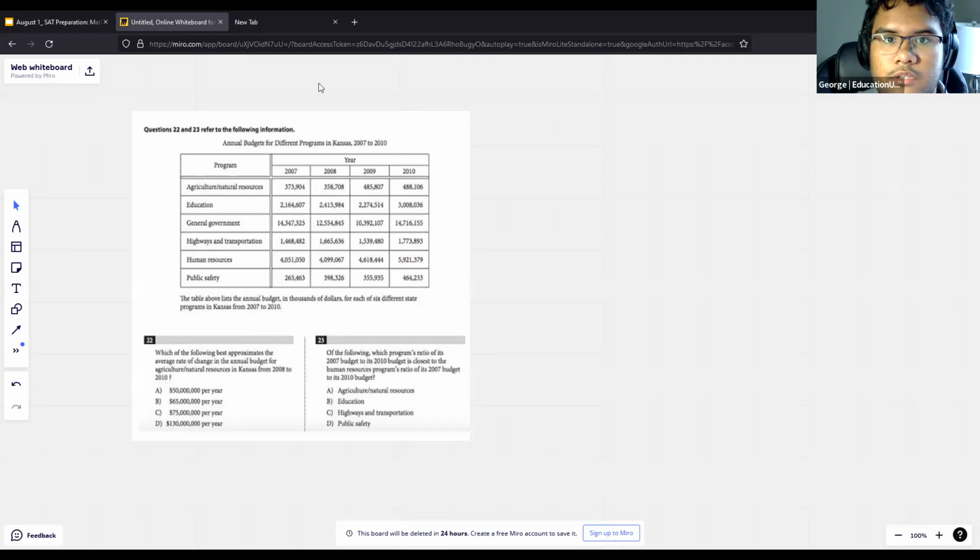So, okay. This question's asking which program's ratio of its 2007 budget to its 2010 budget is closest to the human resource program's ratio of its 2007 budget. So it's asking for the budget for human resource in 2007 to 2010.